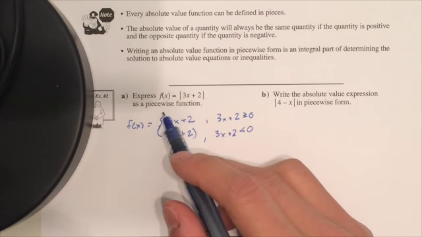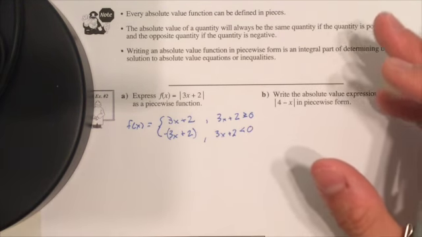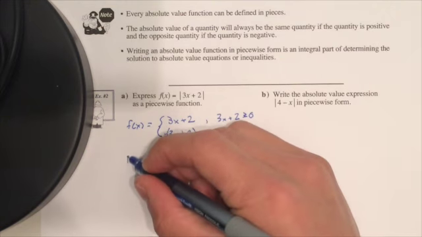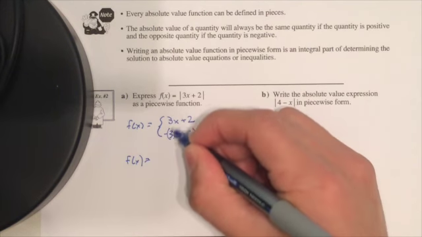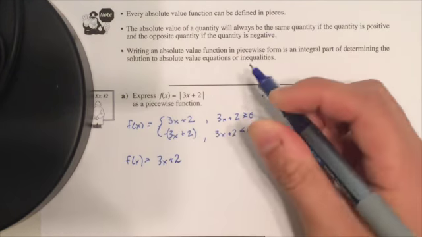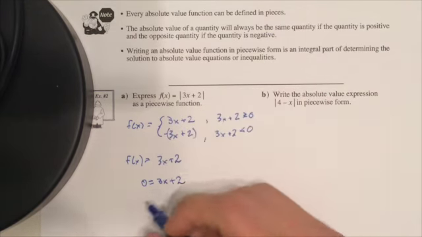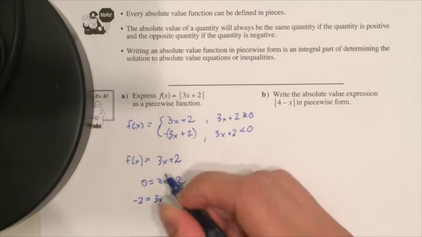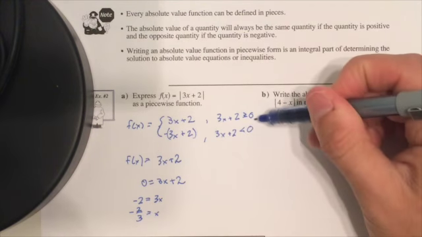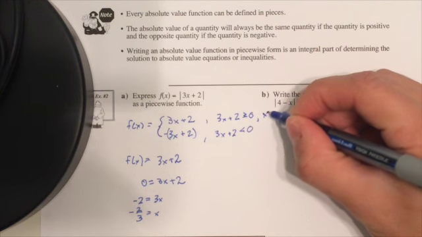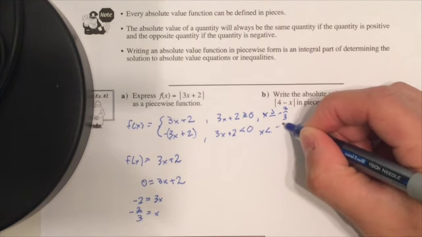Now, one other thing we want to do is find out where our x's are, where it's going to cross the x-axis. And in order to do that, all we need to do is equate our equations to zero. Okay, so f of x, 3x plus 2. If I set this equal to 0, I'm going to have to bring this to the other side. Negative 2 is equal to 3x, and x is equal to negative 2/3. And so in this case, x is going to be greater than or equal to negative 2/3, and x will be less than negative 2/3.